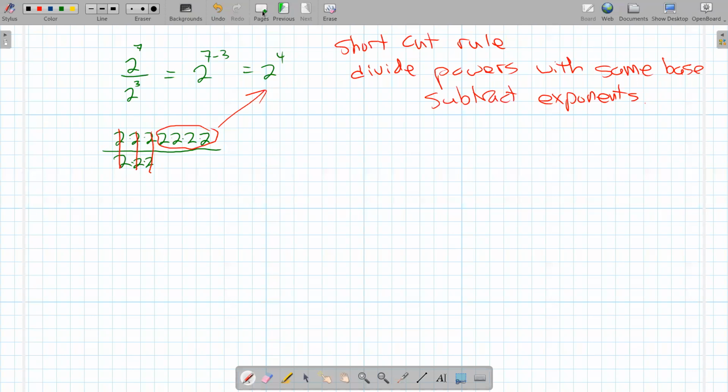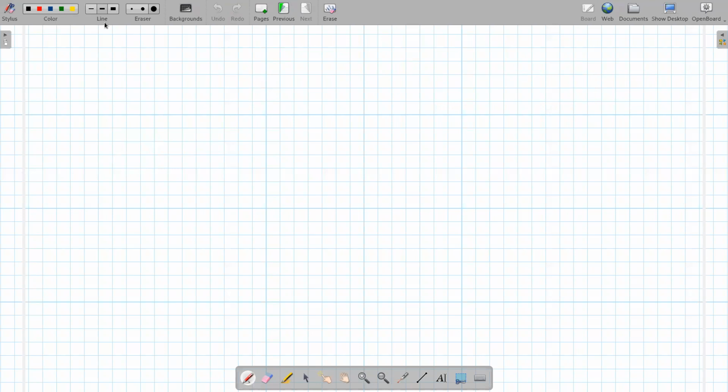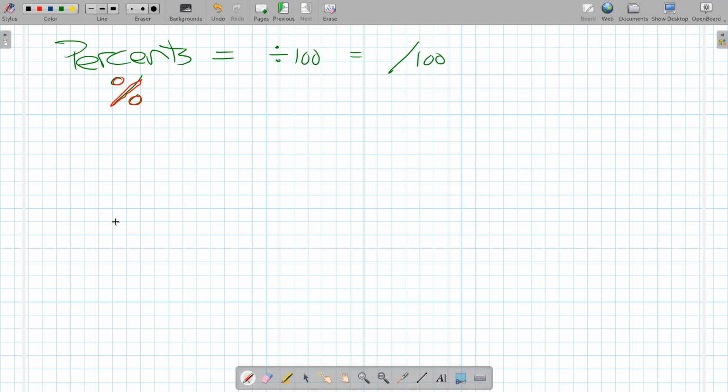Other things that I hope you remember is working with percentages. And remember, percent literally means divide by 100. And think about the percent symbol, right? In the percent symbol, here's your divide, and here's the 2 zeros for the 100.